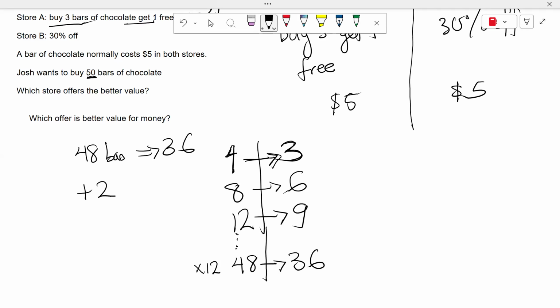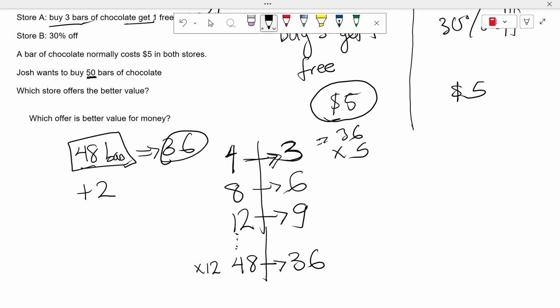Now let's look at the price. Normally the price of a bar of chocolate is $5. I'm buying 48 bars for the value of 36, so for those 48 bars the price is going to be 36 times 5, because I'm buying 48 bars at the same value as 36 bars. That'll be 36 times 5, which comes to 180.